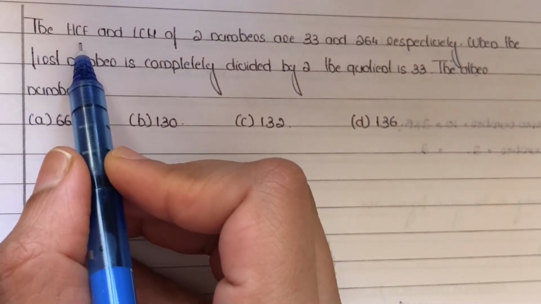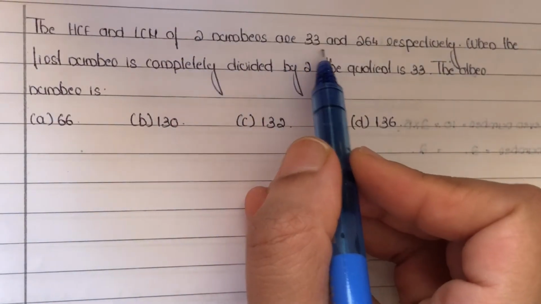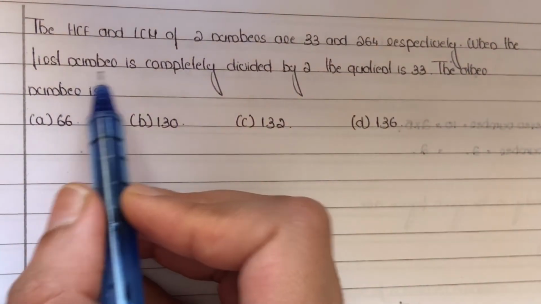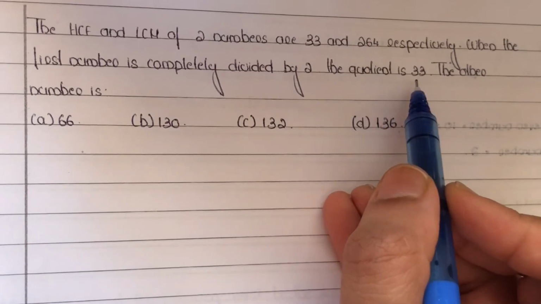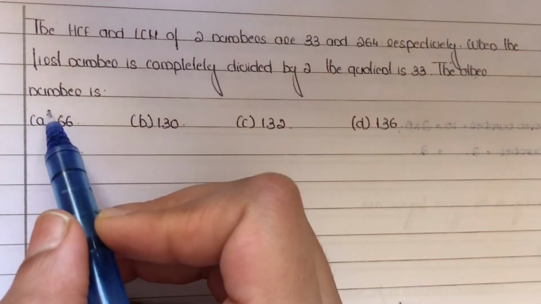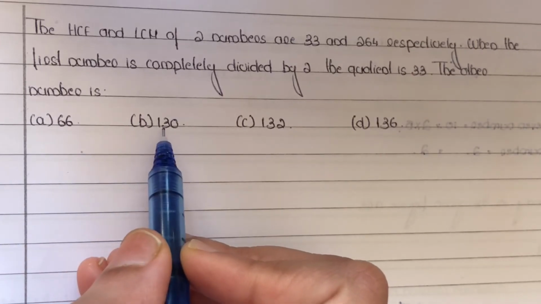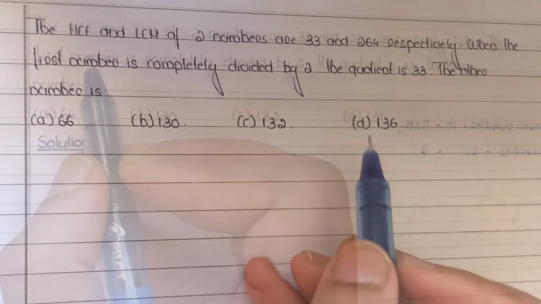The HCF and LCM of two numbers are 33 and 264 respectively. When the first number is completely divided by 2, the quotient is 33. The other number is: option A 66, option B 130, option C 132, option D 136.